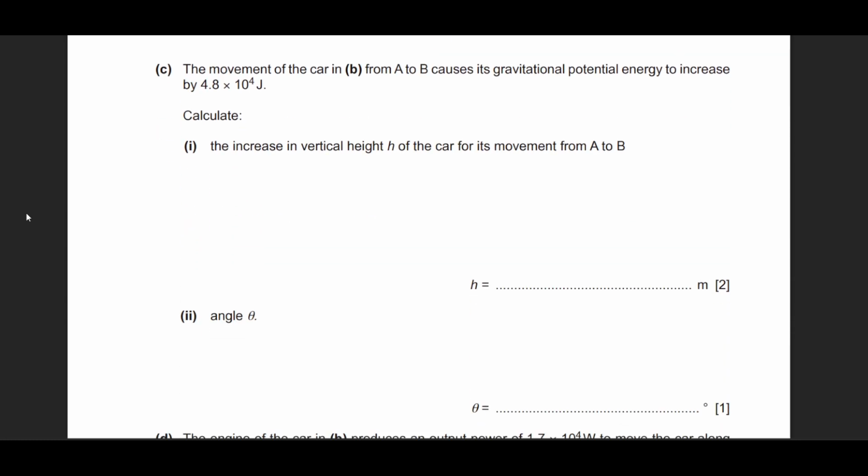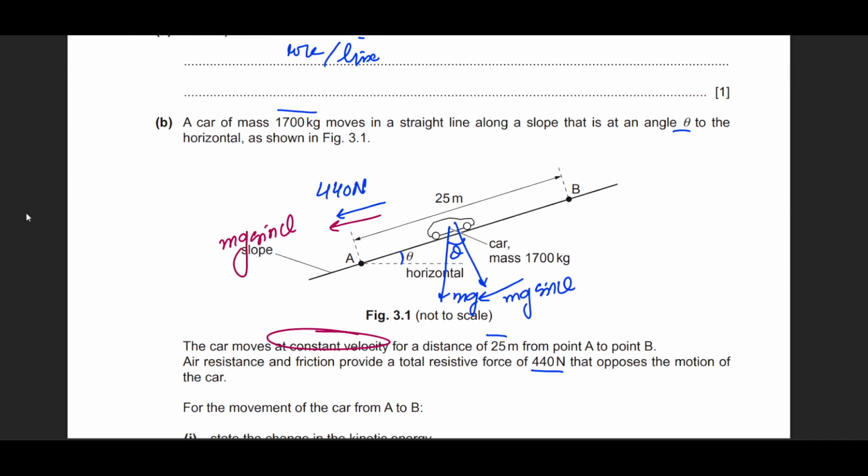Then he says that the movement of the car in part B from A to B causes the gravitational potential energy to increase by this amount. So calculate the increase in vertical height. No problem. You see, the car increases its height from this point and goes to this point, so there is a vertical change in height, which is what he's asking you.